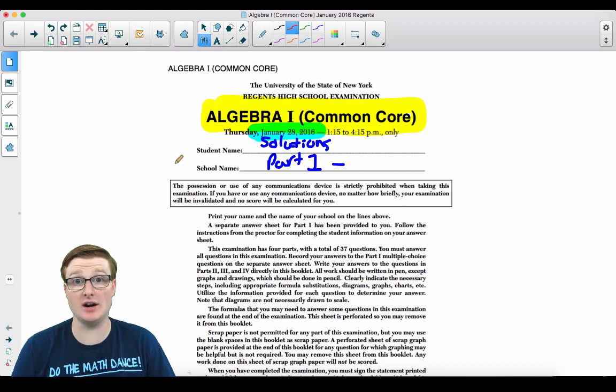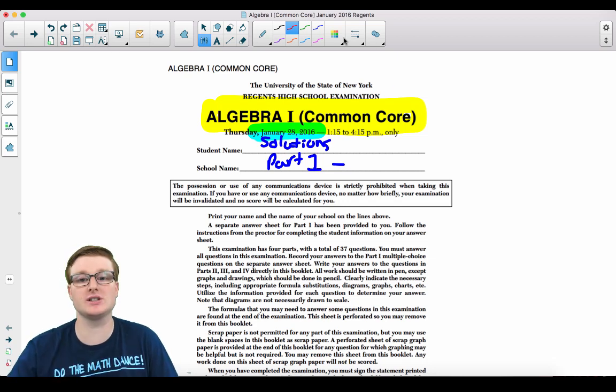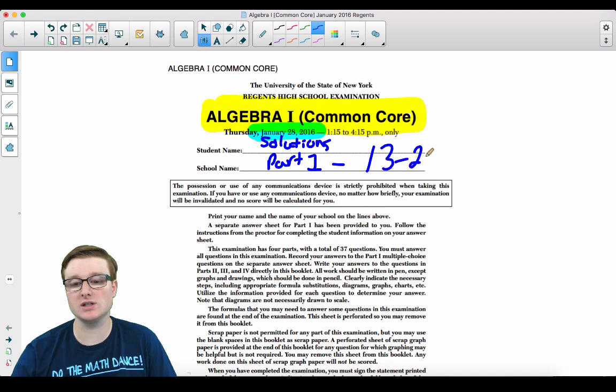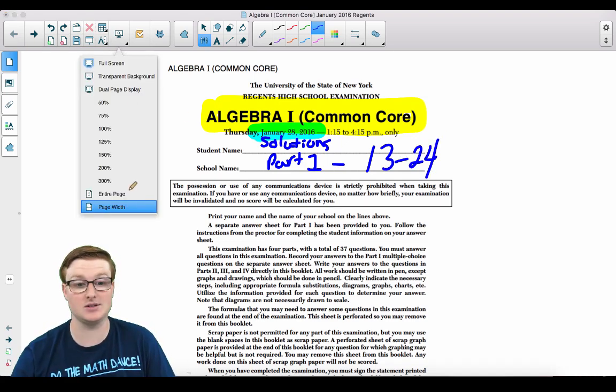This is the January 2016 Algebra 1 Common Core Regents exam for New York State. These are going to be the solutions for Part 1, questions 13 through 24. This is the second half of the multiple choice section of this test.